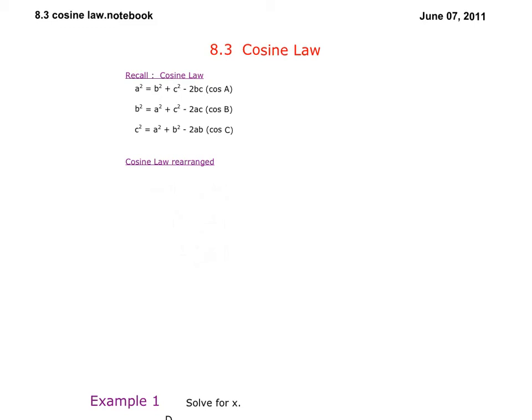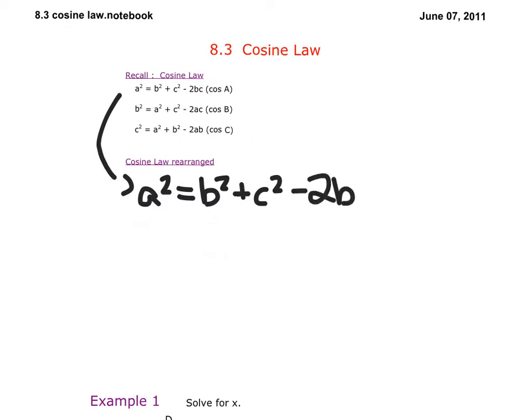Okay, class, today we're going to learn about 8.3, so cosine law, but we're going to learn about solving for the angle, as the other day we learned about solving for the side length. So what we're going to do is take an equation and rearrange it. I'm going to take the top equation, a squared equals b squared plus c squared minus 2bc cos A.